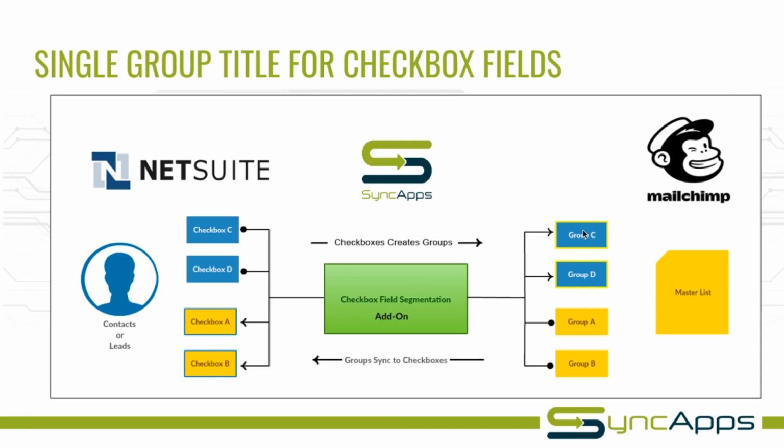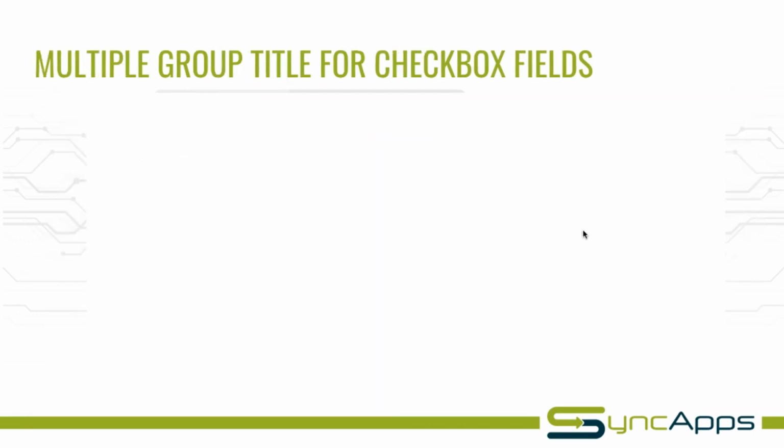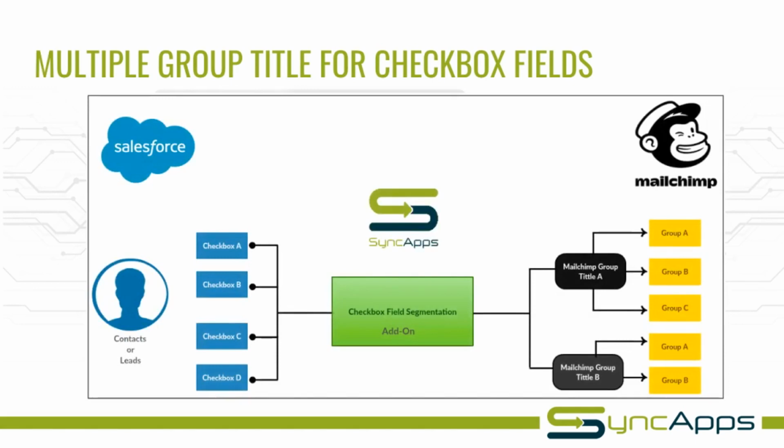your Mailchimp list. So with the new and enhanced multiple group title for checkbox fields for Mailchimp integration, this is a brand new feature that you could enable for your SyncApps account or for your Sync profile. In here, your checkboxes from your CRM, with the help of SyncApps and of course the customized multiple group title enhancement feature, you could segment further according to your group title. So each checkbox could go to different groups under one Mailchimp list. That is the beauty of the multiple group title for checkbox field.